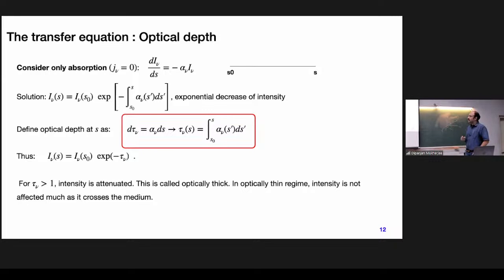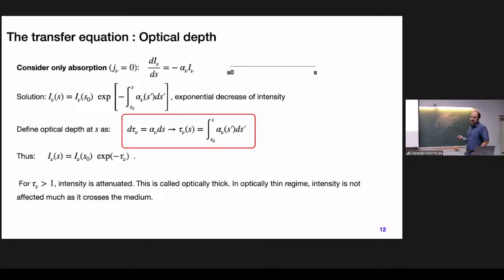So if you integrate over the entire length, this integral is called the optical depth. I think this is a concept we've already been introduced to. Optical depth is where you integrate the absorption coefficient along a given direction, along the path length. So alpha times ds gives the total optical depth. You can also write it in differential form, d tau is alpha times ds, so tau is just the integral over d tau. If you write this in terms of optical depth, I nu at s is I nu at S0, the starting point, times exponential minus tau.